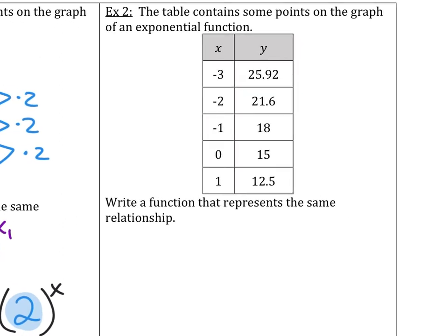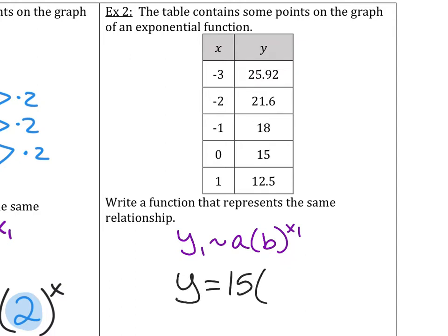Once we have that table in our Desmos and we've used the fancy version of the exponential function, which is y1 squiggly line a times b to the x1 power, you just get the numbers for a and b out of the technology, and you have y equal to, what was the a value? 15. And then what's the b value? 0.83 to the x.